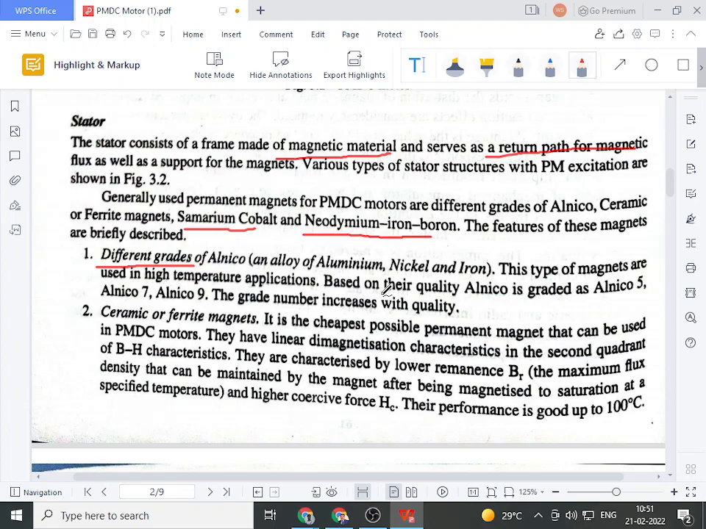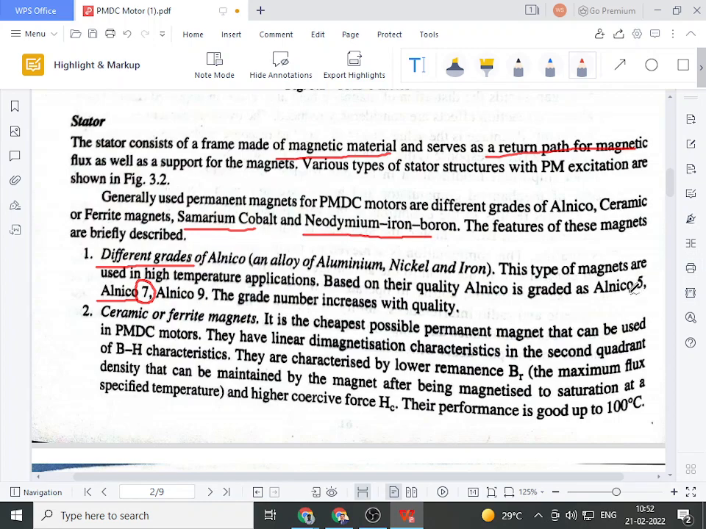Now, based on the quality of Alnico, it is graded as Alnico 5, Alnico 7, Alnico 9, and this grade number increases with the quality. So in the market, if we go for a higher quality of Alnico magnets, the grade number should be higher. Alnico is the type and the second number is the grade number. If this number is higher, then the quality of the magnet is higher. So Alnico 9 has higher quality as compared to Alnico 5.